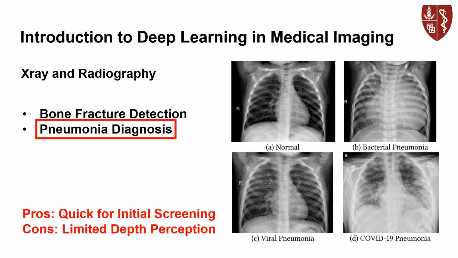You can see that there is a change in how the image looks as well. And this can be used to perform some kind of pattern recognition on these images. And you could identify or classify all of these images based on the type of pneumonia the person has, right? And you would use an image classification model for this specific use case, all right? So the pro is that it's quick for initial screening, right? And the con is that it has very limited depth perception in some cases, all right?